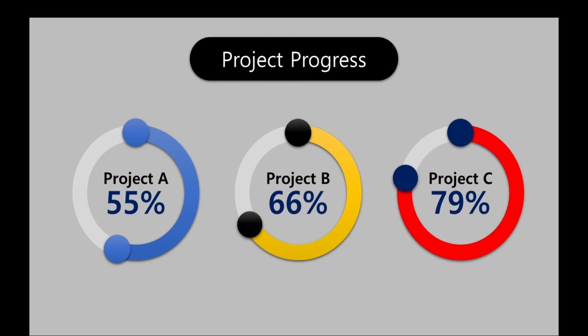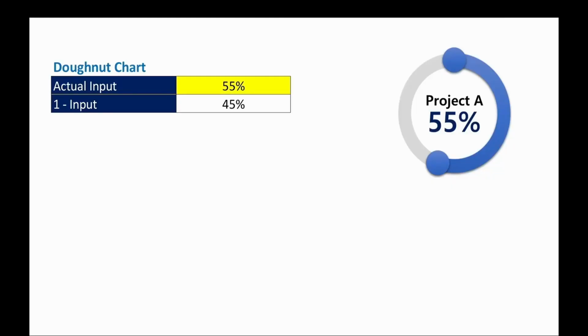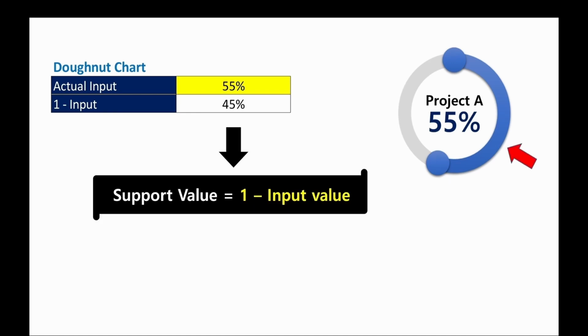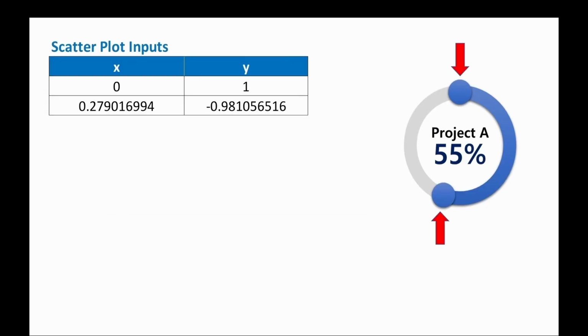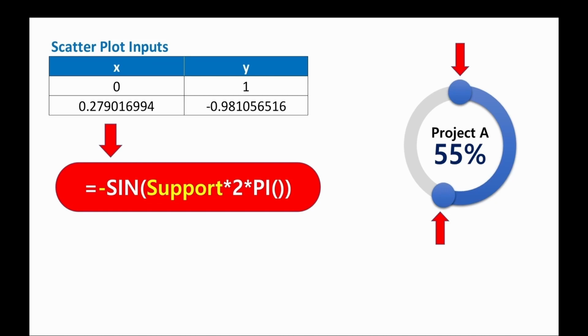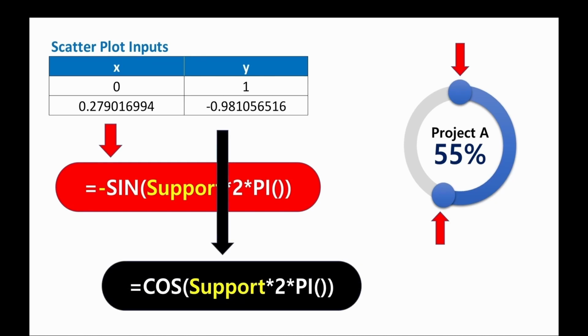Before starting, I will share some detailed information. We need an input value for the donut chart, which is that part, 55%. 1 minus the input value, let's call the support value. We need a special formula, looks like this. The support means 1 minus the input value. For this one, we need a cosine function. The same support values are used as well. Then let's go to the Excel file.